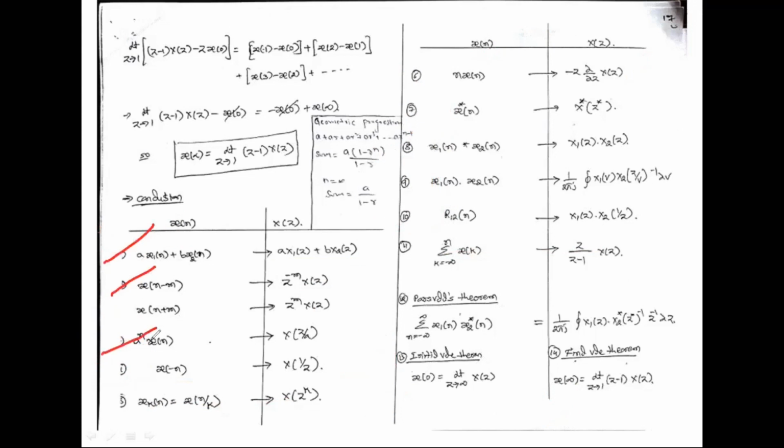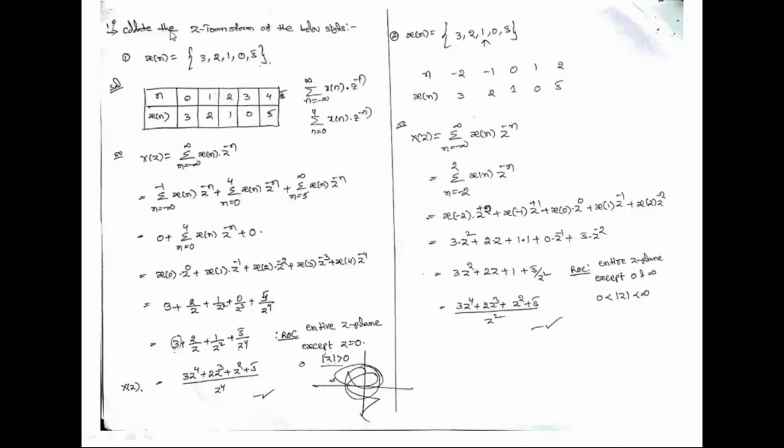1, 2, 3, 4, 5, 6, 7, 8, 9. There is no here, this one. And 10, 11, 12 properties. Got it, my students? So first example: calculate the Z transform of the below signals.